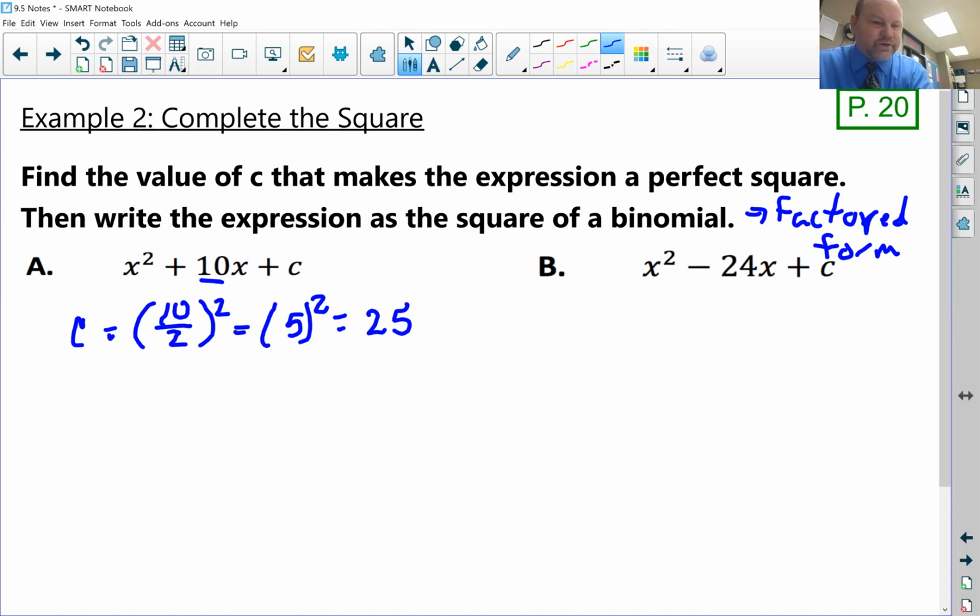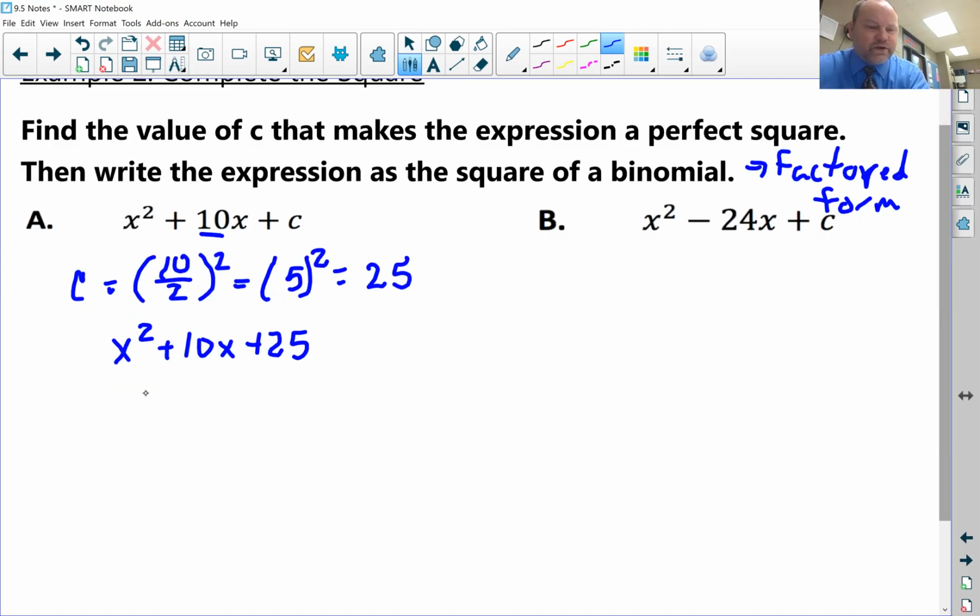So I like to write the expression. There is our expression as a perfect square. And then to write it as the square of a binomial, it's going to be x plus 5, the quantity squared.